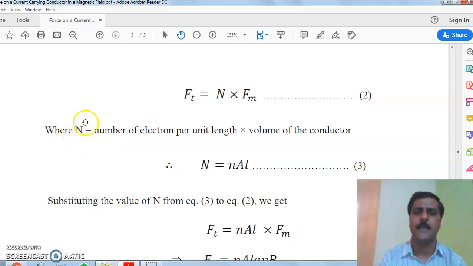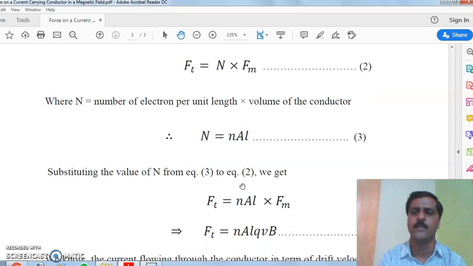N, capital N, the number of electrons in the conductor, is equal to the number of electrons per unit length multiplied by the volume of the conductor. Now we know the volume of the conductor is equal to area into length, and the number of electrons per unit length we already considered is small n. In length there are n electrons, so if there are n in a length, how many are there in the volume? That is, total N is equal to the number of electrons per unit length multiplied by the volume, area into length. So we get the value of the number of electrons.